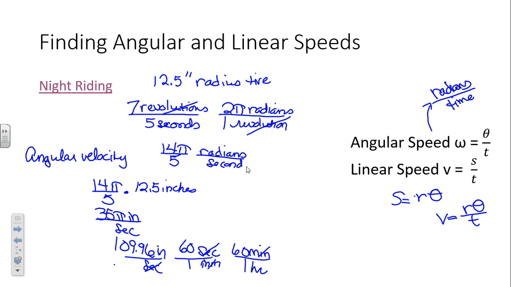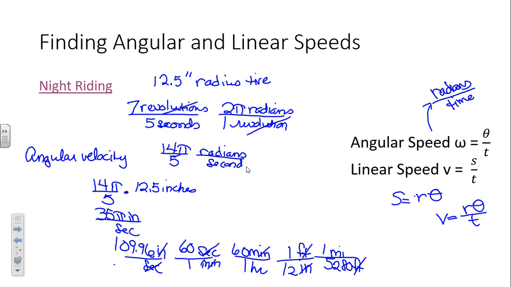Now, I don't want to be in inches anymore, though. I want miles. So how many inches are there in a foot? 12. So I want the inches to go away. I put it on the bottom. 1 foot with 12 inches. Right? And now I want to go to miles. How many feet are there in a mile? 5,280, right? Feet cancel. And now my inches are gone. And now I'll have my answer in miles per hour, right?